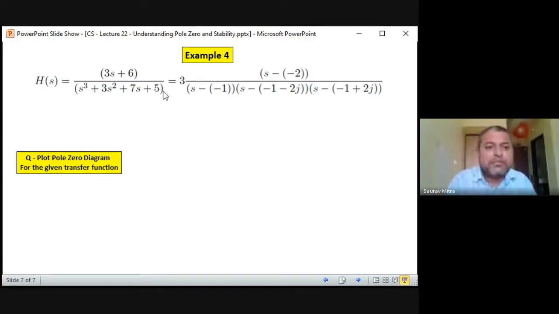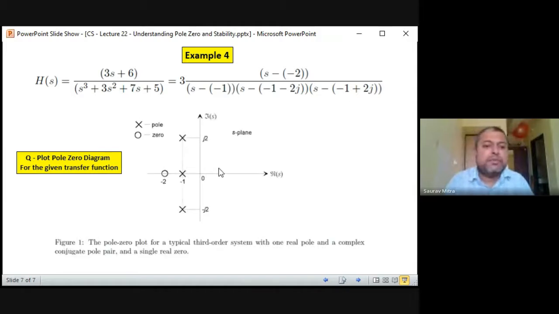And for this whole thing, if you are finding the factors, the first factor will be s plus 1. s plus 1 means minus 1 is a pole, and whatever remains is s plus 1 plus 2j and s plus 1 minus 2j. Okay, so these are the two poles you are finding. So from here, this is the way you are supposed to plot the poles and zero. So how to plot the zero? The zero is at minus 2, so you show a zero at minus 2.